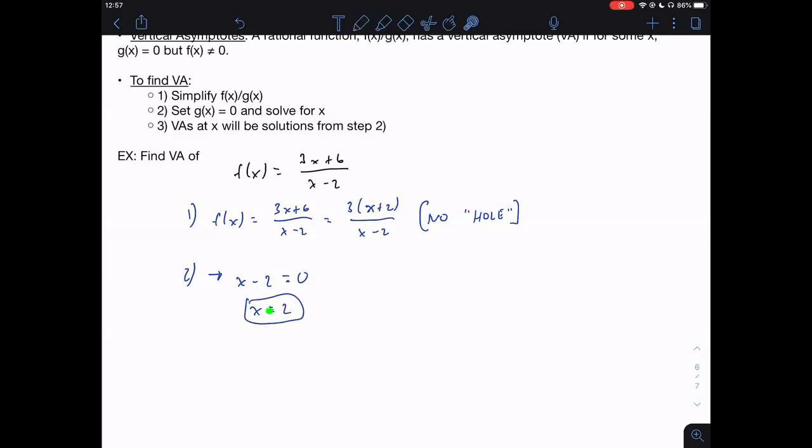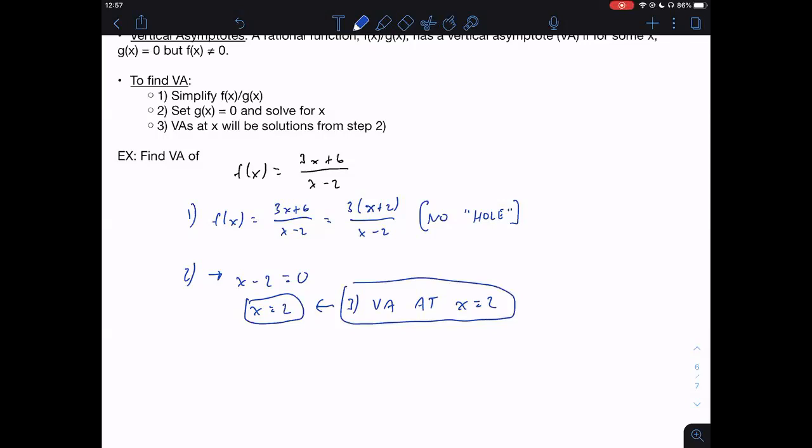Meaning, if we plug in 2 into our original function here, the denominator will become 0, making this function undefined. In other words, the vertical asymptote represents the points of x that make your function undefined. So here, go to the third step now. We have found one vertical asymptote at x equals 2.